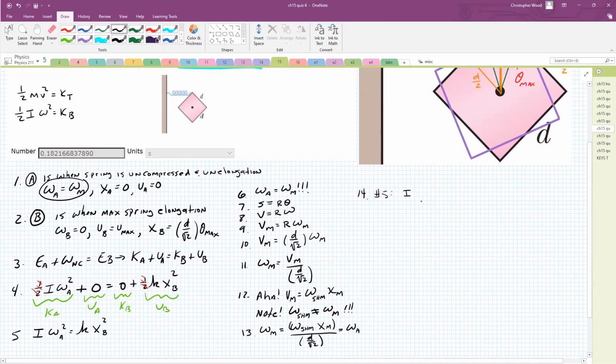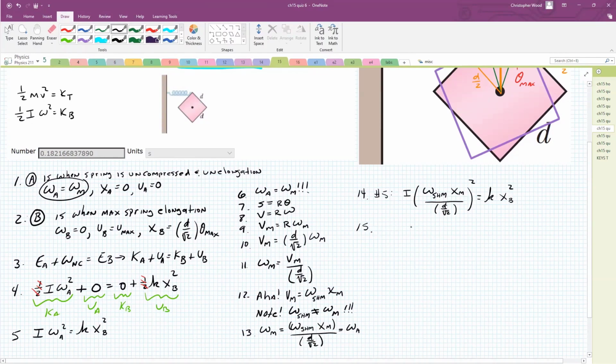So I have I times omega SHM times XM all over D over root 2, this whole thing squared equals K. Again, I'm just looking back and forth at equation 5 equals K XB squared. All right, so now I think it's just pretty straightforward rearrange.